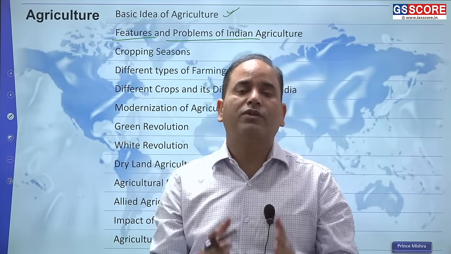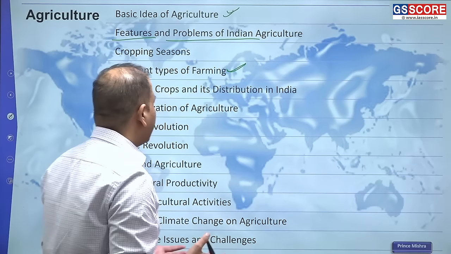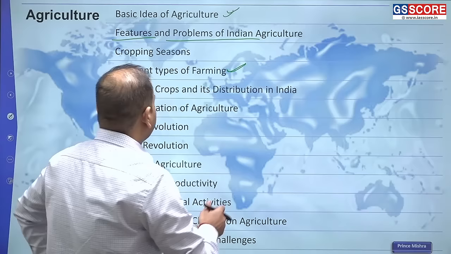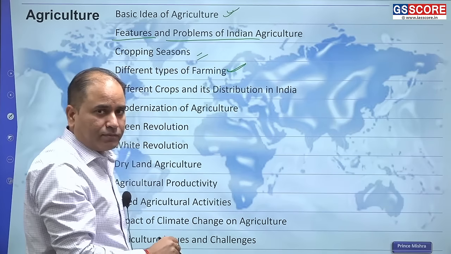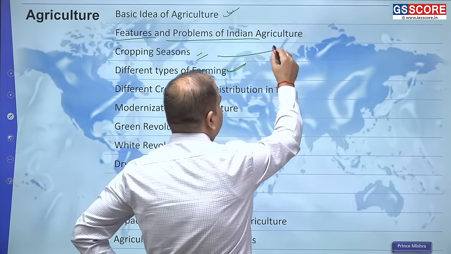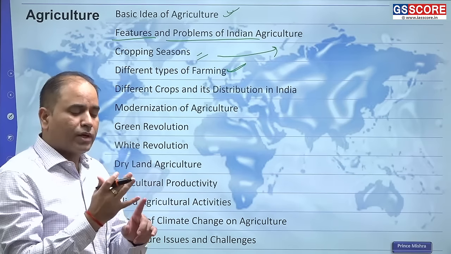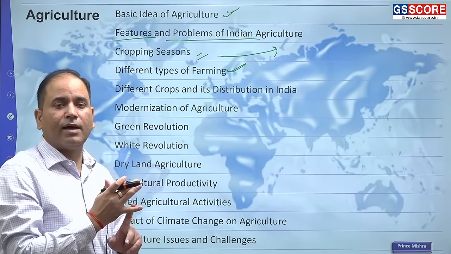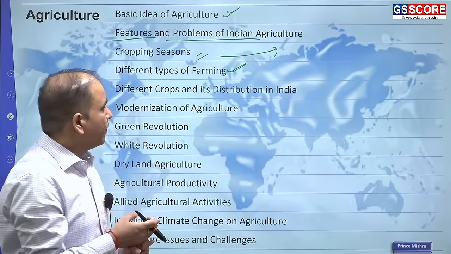So the issue of food security, how the food security will be managed. Within that perspective, the features and problems of Indian agriculture. Then particularly, what are the different cropping seasons we have? We have primarily the Rabi cropping season, Kharif cropping season, Zaid cropping season. What are the different crops that happen to be Kharif crops? What are the different crops that happen to be Rabi crops? What is this Zaid crop?